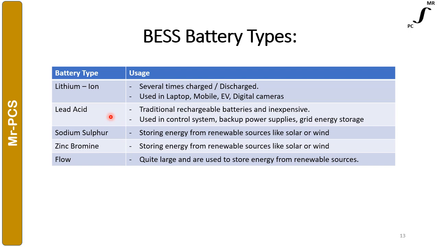Lead acid batteries are traditional batteries and are relatively inexpensive. They are generally used for control systems, backup power, and grid storage devices. Typically, 65% of the world's batteries are lead acid batteries. These batteries have low energy density and short cycle life. Sodium sulfur and zinc bromide batteries are generally used for storing energy from renewable sources like solar and wind. Flow batteries are quite large and are used to store energy from renewable sources.